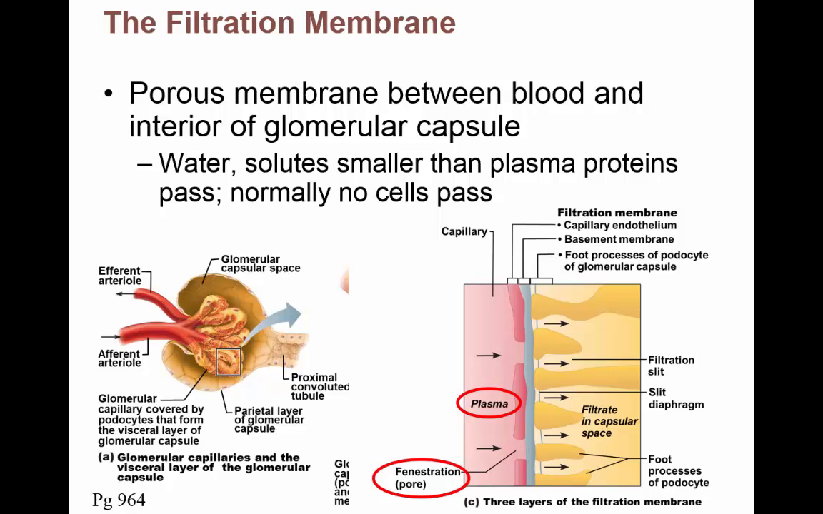You shouldn't end up with red blood cells, platelets, white blood cells. Those are too big to actually go through any of these pores. The only thing you're really filtering of the blood is the plasma. What is plasma mostly made up of? It's mostly water, which can easily go through those pores. So water of the plasma can easily go through it, and any solutes that are smaller than plasma proteins. So proteins should not pass. If they're smaller than a plasma protein, they should be able to fit through these pores. And normally no cells pass through.